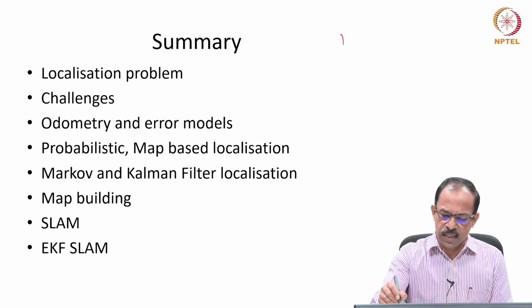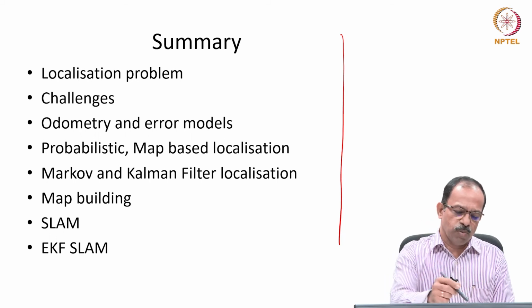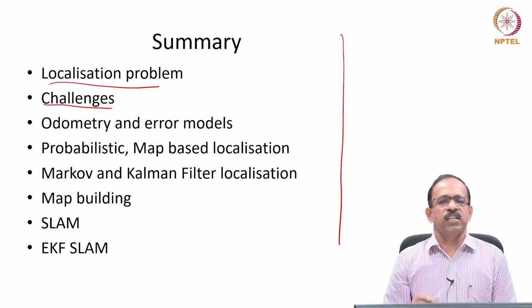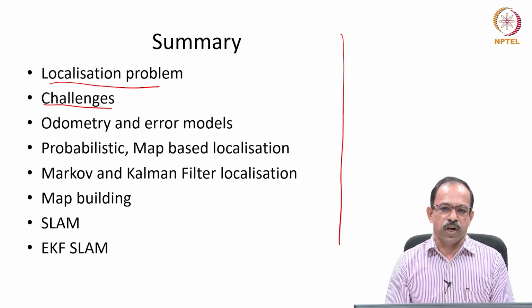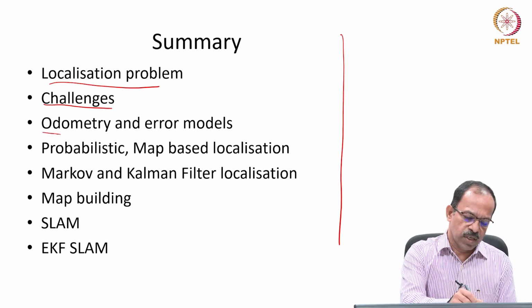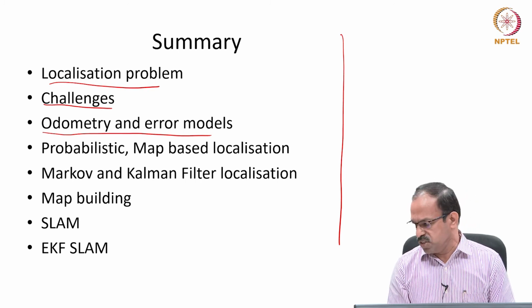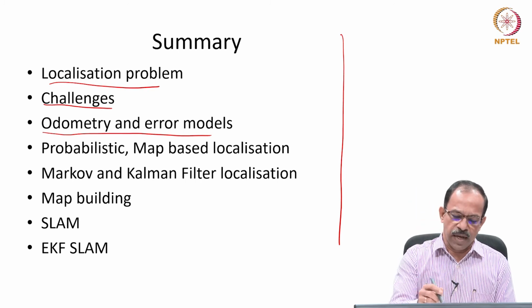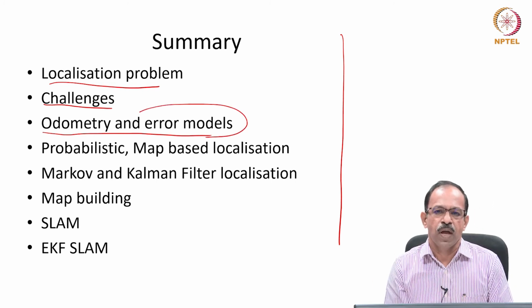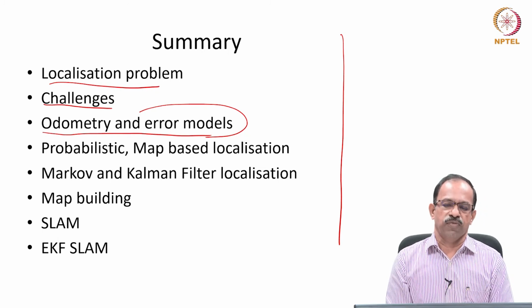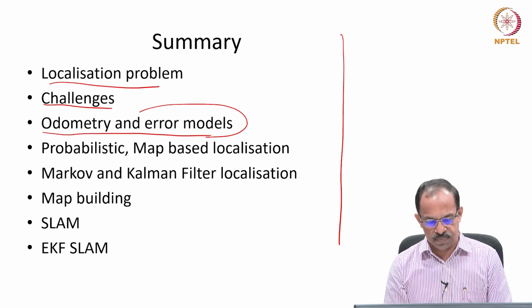So, with that, let me conclude the discussion on localization and mapping. We talked about the localization problem and the various challenges in localizing a robot in a known or unknown environment. Then we talked about the primary method of odometry and how it can be used for localization. We also talked about the error models, how the error propagation happens, and how we can use it to predict the errors in the position of the robot when we do localization using odometry.